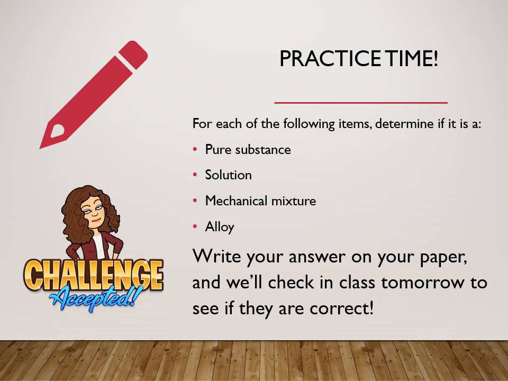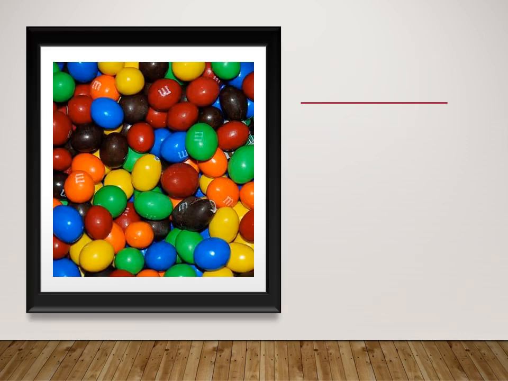So now we're going to practice. In the next few slides, you're going to see some of the following items, and you have to determine whether you're looking at a pure substance, a solution, a mechanical mixture, or an alloy. And for a pure substance, if you know whether it's an element or a compound, you can write that down as well. So beneath your note, you can number 1 to 7 and write out your answers, and tomorrow in class, we'll check to see if they're correct. If you need some time to think, you can pause the video for each slide.